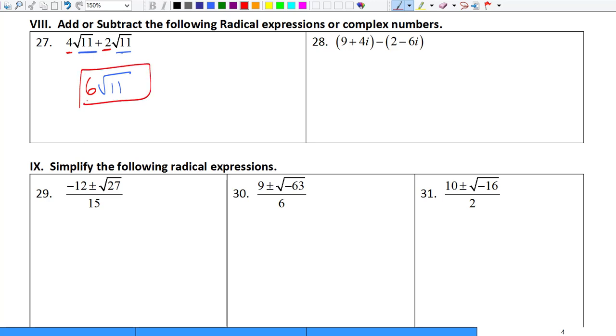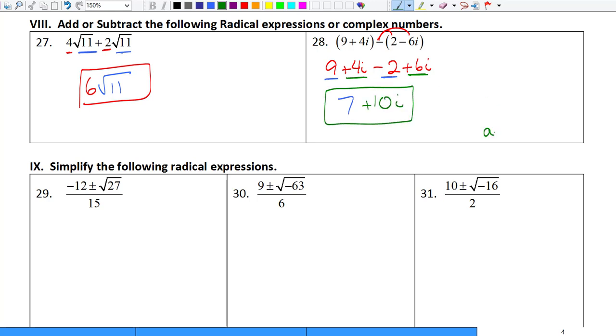Very simple. On the next problem, I have a subtract. Because I have a subtract next to a parentheses, that reminds me that I need to distribute. And then I'm just going to combine like terms. My 9 and the 2 add together to get 7. The 4i and the plus 6i get 10i. The only thing you have to remember is that the i needs to go in the back.